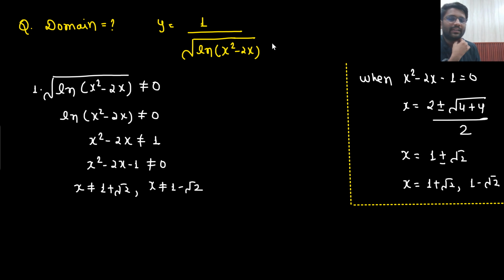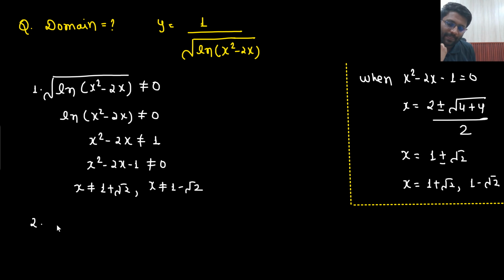Understandable? So what was the first condition? That this should not be equal to 0, this should not be equal to 1. So if this is becoming 1, what does that mean? x square minus 2x minus 1 should not be equal to 0. So when this will be 0, when x is equal to minus b plus minus under root b square minus 4ac. So what is the condition we are getting? 1 plus minus under root 2. Okay, so x should not be equal to 1 plus under root 2, x should not be equal to 1 minus under root 2. This is the first condition we have got.